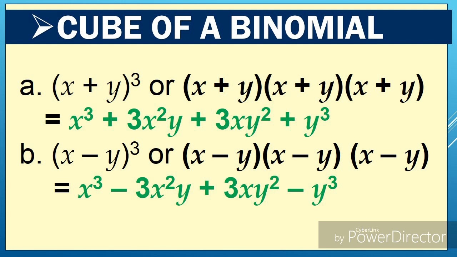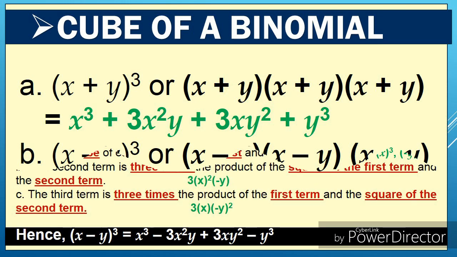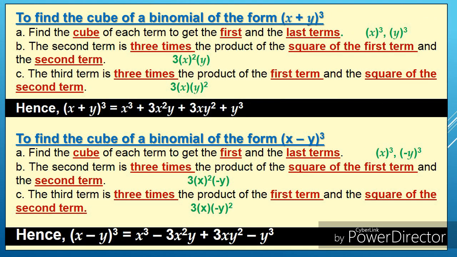Letter B, we have the quantity of x minus y cubed, or it is equivalent to x minus y times x minus y times x minus y. Okay, and it is equal to x cubed minus 3x squared y plus 3xy squared minus y cubed. Okay, as you can see, meron tayong dalawang case. The first one is the sum and the second one is the difference.